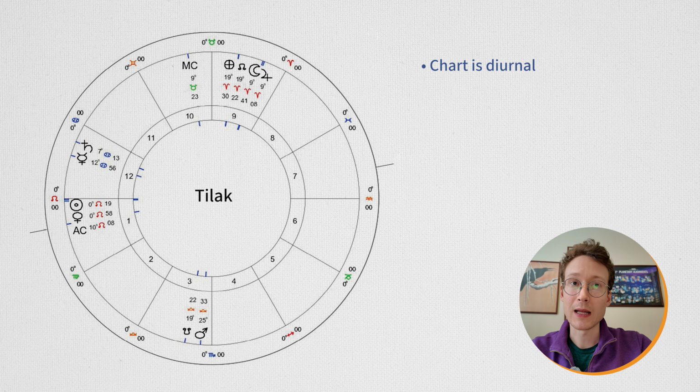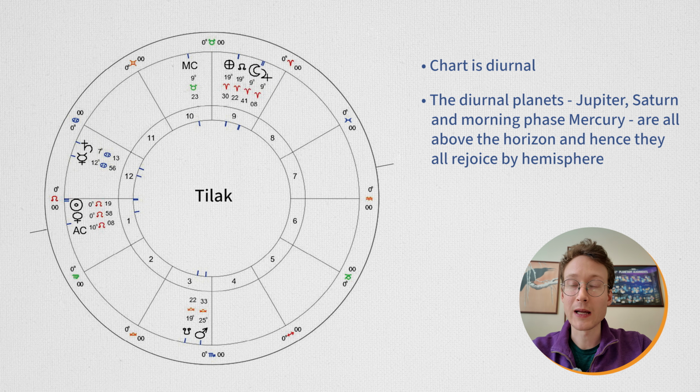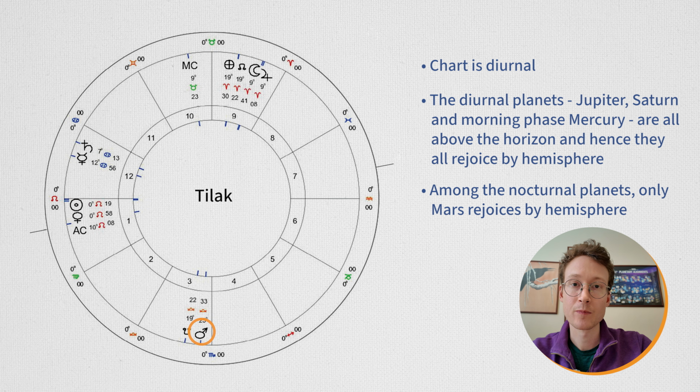Right away, we can take a look at Tilak's chart. Remember that it's a day chart, so the diurnal team is in power. All of the diurnal planets, that is, Saturn, Jupiter, and morning phase Mercury, are above the horizon, allowing them to rejoice by hemisphere. Of the nocturnal planets, only Mars is below the horizon, allowing it to rejoice by hemisphere. Venus and the Moon are above the horizon in a day chart, so they do not rejoice by hemisphere.